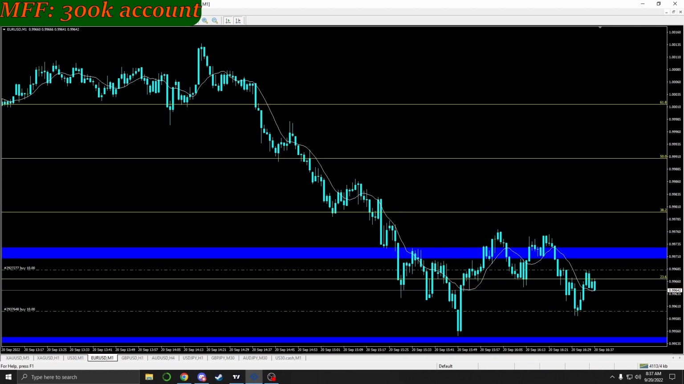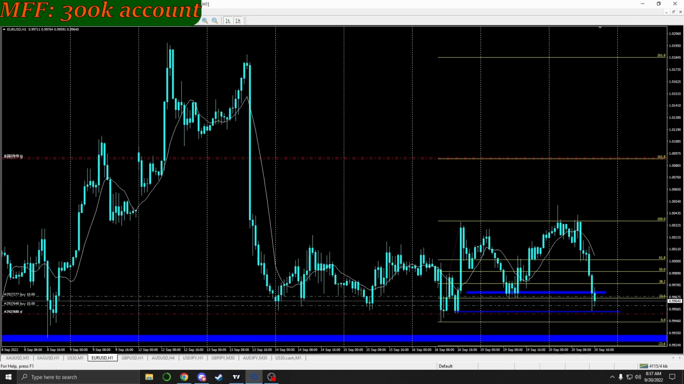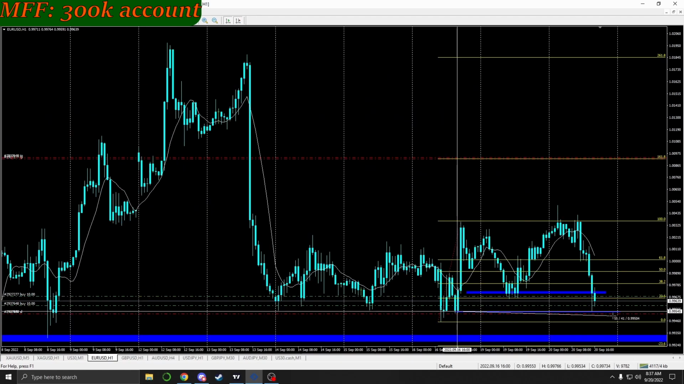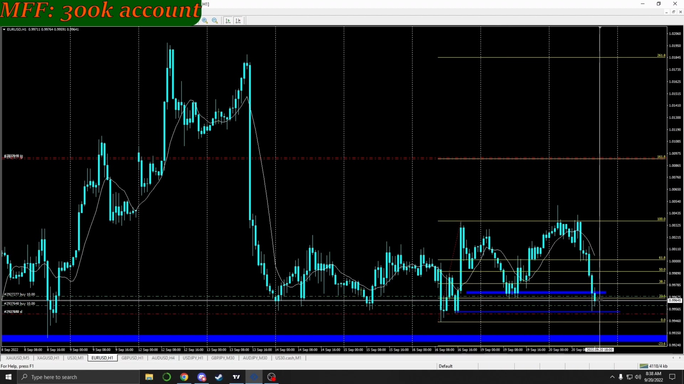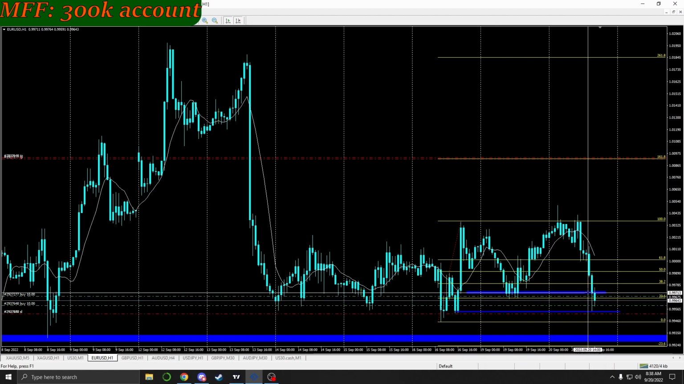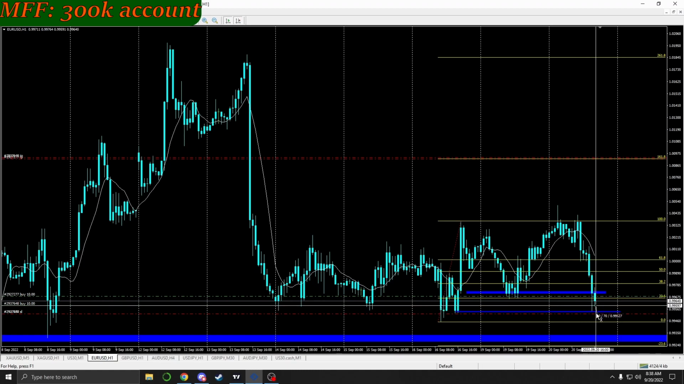This is on the euro. I took these entries because they were testing previous lows down here and rejected off of it, and I took a couple trades, just two of them. The stops on them are pretty short, so 8 pips there and 16 pips there.